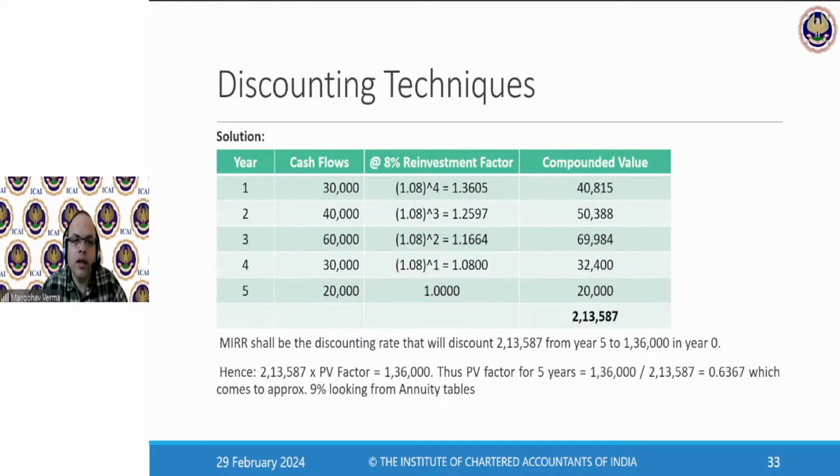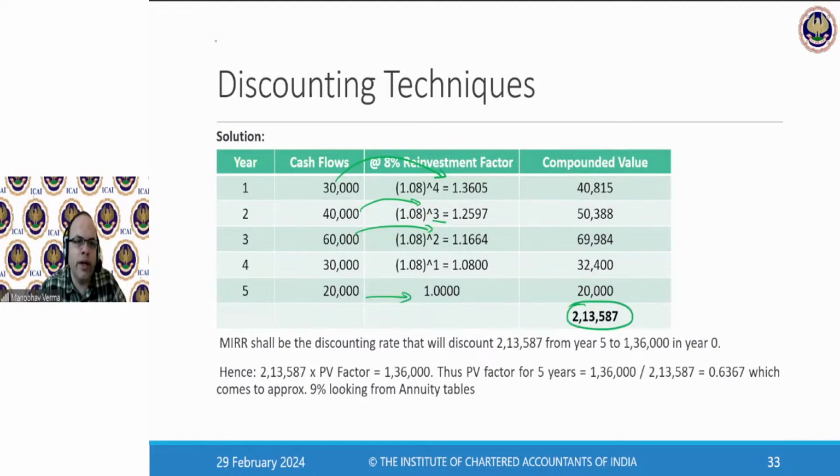30,000 compounded for 4 years. Why? Because we are talking about the end of the 1st year, we have to reach the fifth year. So 4 years remaining. 40,000 compounded for 3 years. 60,000 for 2 years. And the last one is not compounded. And you're getting 2,13,587.